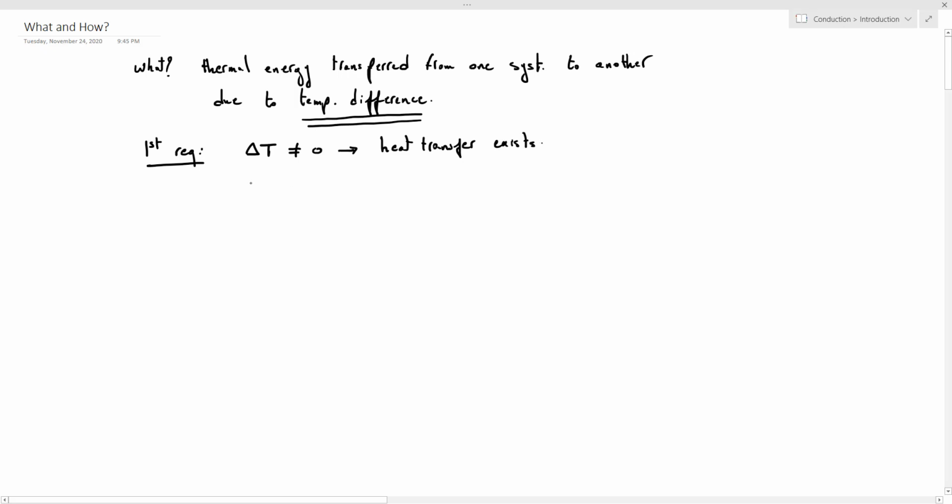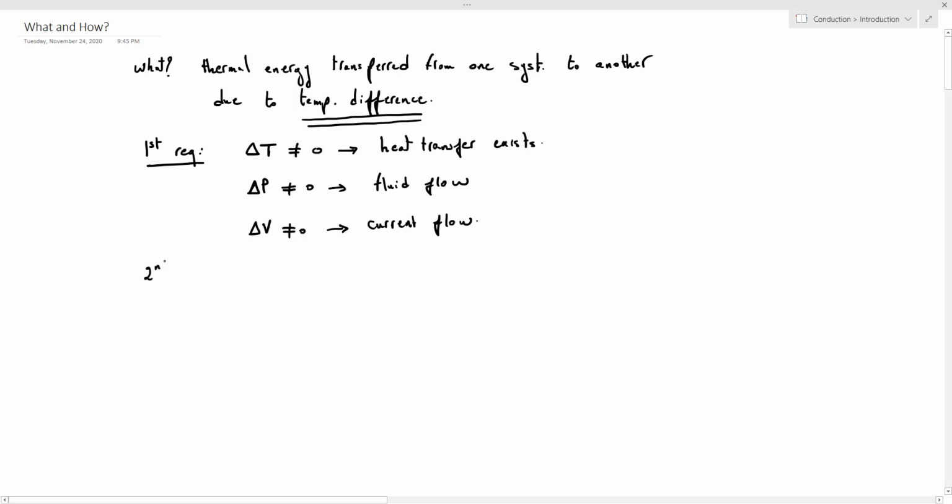This is similar to saying that fluid will flow only when we have a total pressure difference. So when delta P is different than 0, then we have fluid flow. Similarly, we have current flow only when there is a voltage difference. So when delta V, the voltage difference, is different than 0, then we have current flow. So this is the first requirement. Delta T is different than 0, we have heat transfer. Delta T is equal to 0, heat transfer does not exist.